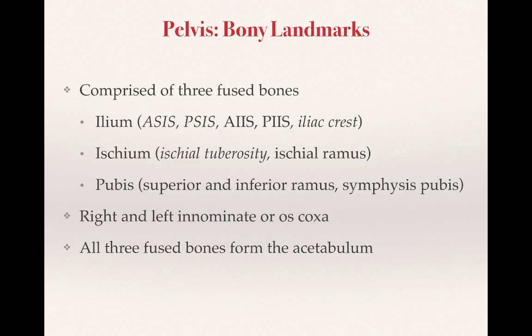The right and the left innominate, or the os coxa, this is a collection of all three. When you talk about the ilium, the ischium, and the pubis together, you have a right and a left innominate. And then when we talk about them together, we have the pelvis. The three bones that make up one innominate fuse together and form the acetabulum, which is the socket where the hip joint is going to fit. The head of the femur fits into the acetabulum.